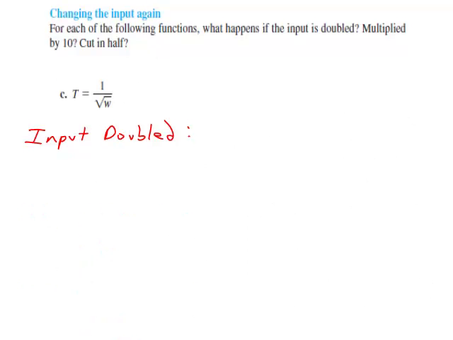Now let's conclude the problem with part C, the function t equals 1 divided by the square root of w. If we were to double the input, we would have an extra factor of 2 times the w, so we would have for the output an extra factor of 1 over the square root of 2 that we would need to multiply the output by. This is approximately 0.707.